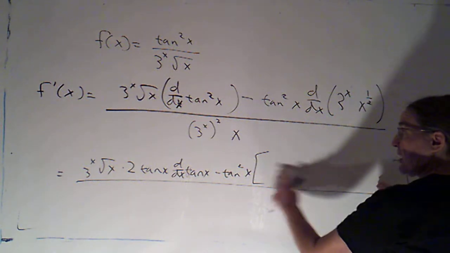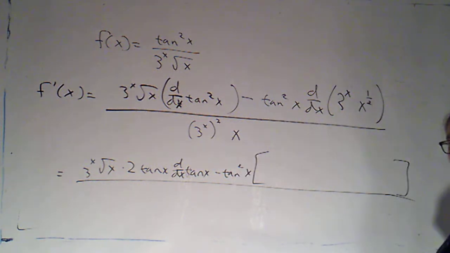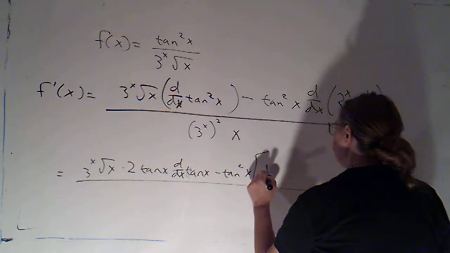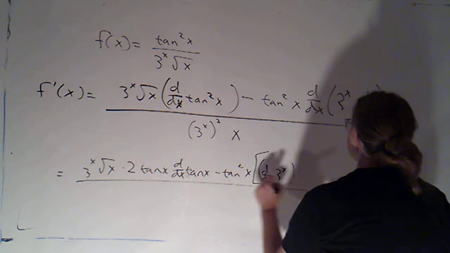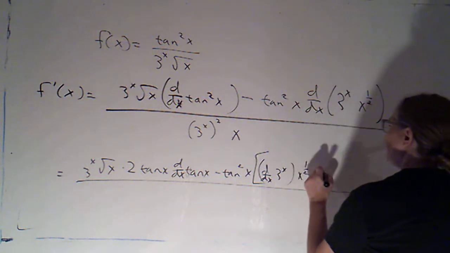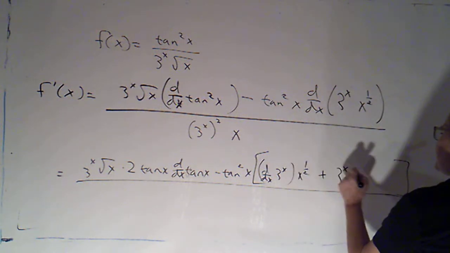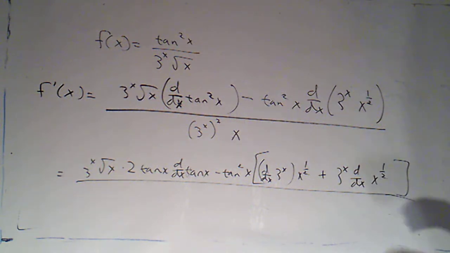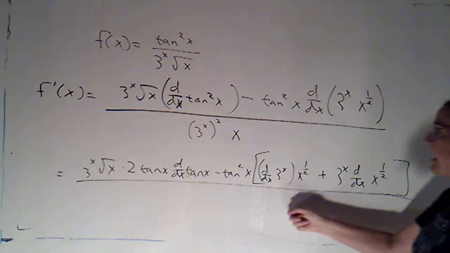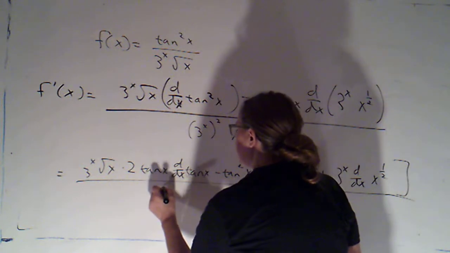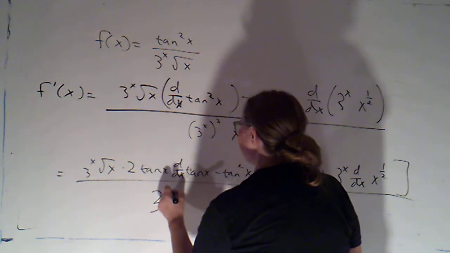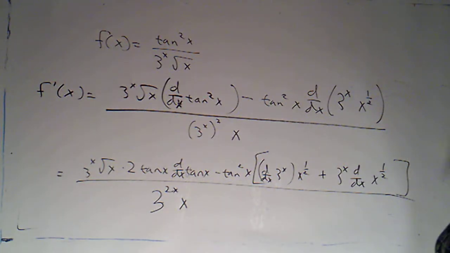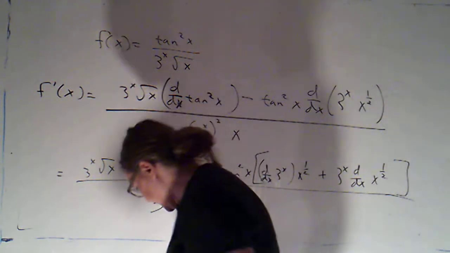Both terms from product rule are getting multiplied by that negative tan squared x. So I'm going to get the derivative of 3 to the x times x to the 1/2 plus 3 to the x times the derivative of x to the 1/2. That's my product rule. And then on bottom we said we could simplify this to be 3 to the 2x times x. Okay, still have some simplifying to do.